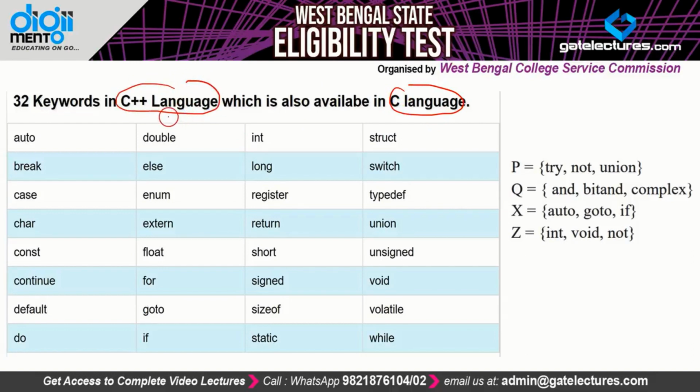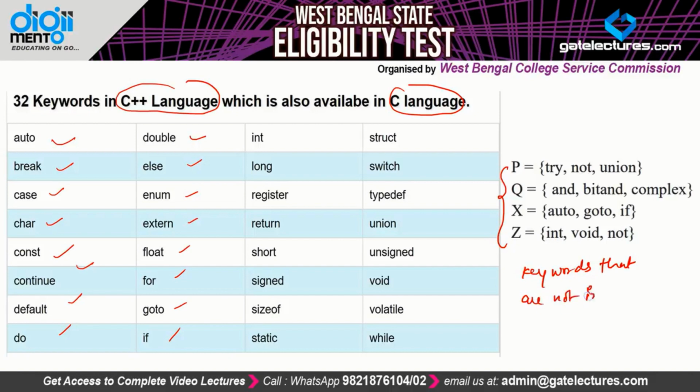In both cases these keywords exist: auto, break, case, char, const, continue, default, do, double, else, enum, extern, float, for, goto, if, and so on. Now let us look at this set. Let us see what keywords exist in C++ that are not in the C language.